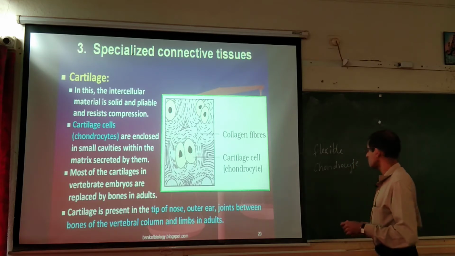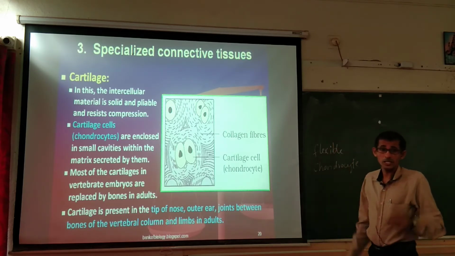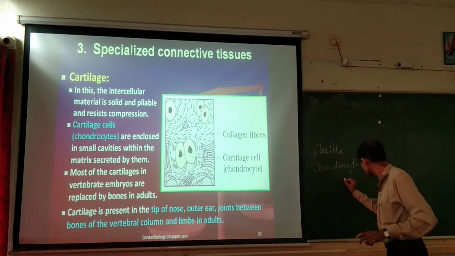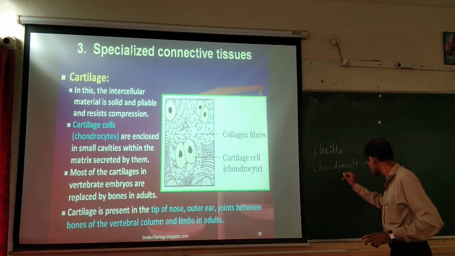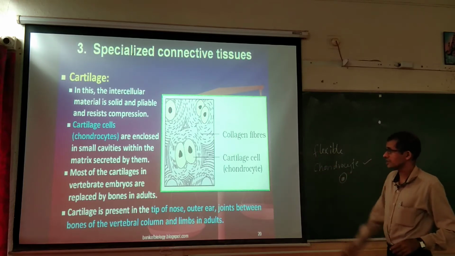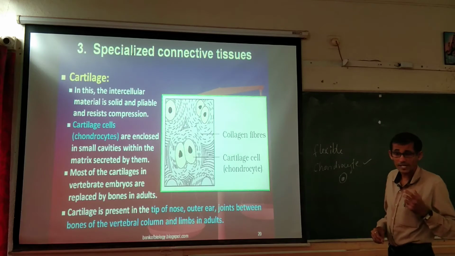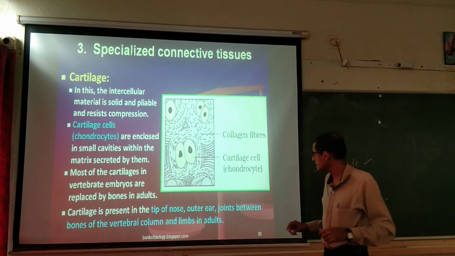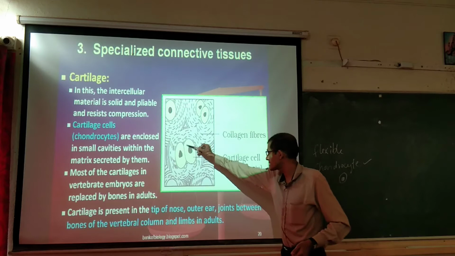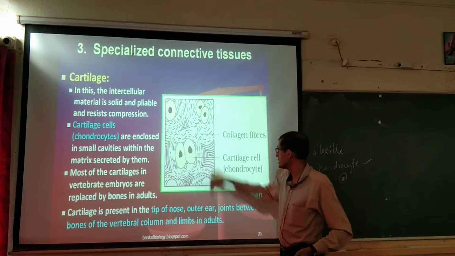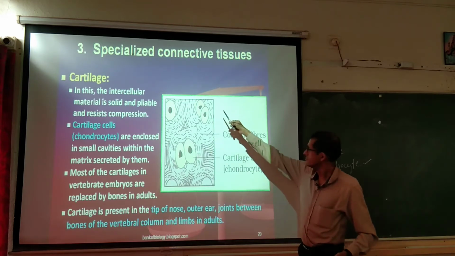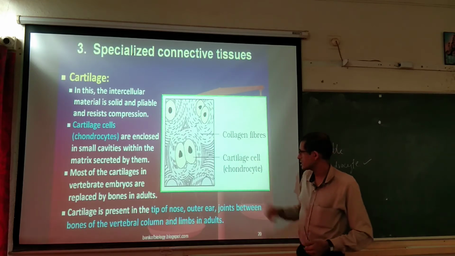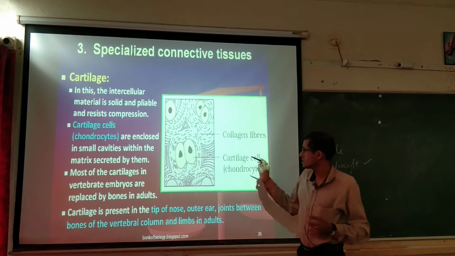So, if you take the specialized connective tissue cartilage, that tissue is made up of individual cells called chondrocytes, and each chondrocyte is present in a small vacuolar or cavity-like structure within the matrix secreted by them. This is the cartilage cell which is present in that small cavity. Between the cells in the cartilage we can observe the collagen fiber. So, collagen fiber is distributed in the region between the cells of cartilage.